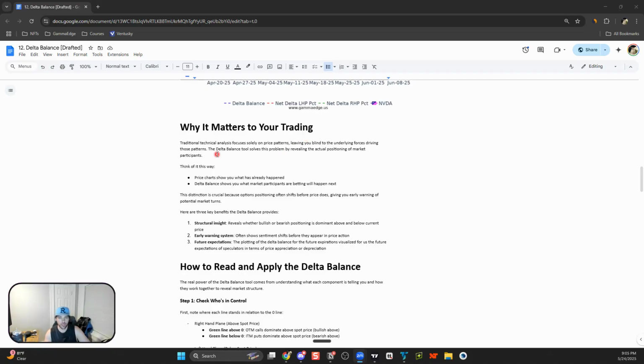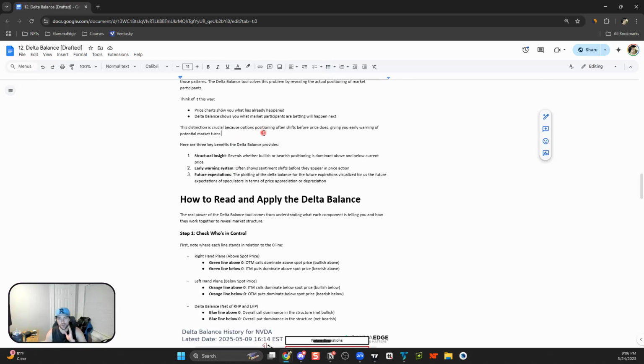But just to reiterate that point, traditional technical analysis focuses solely on price patterns, leaving you blind to the underlying forces driving those patterns. The Delta Balance tool solves this problem by revealing the actual positioning of market participants. Think about it this way: price charts show you what already has happened. Delta Balance shows you what market participants are betting will happen next. This distinction is critical because options positioning often shifts before price does, giving you an early warning sign of potential market turns.